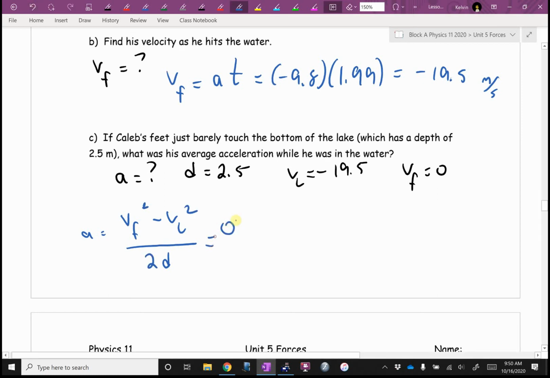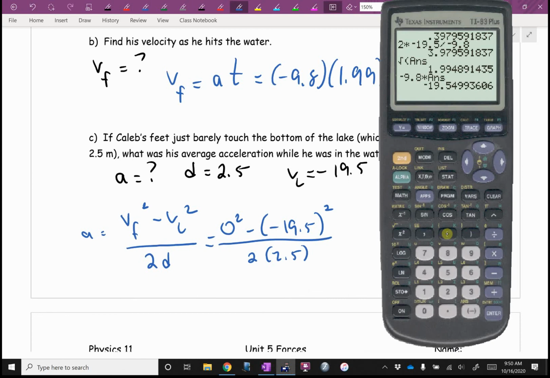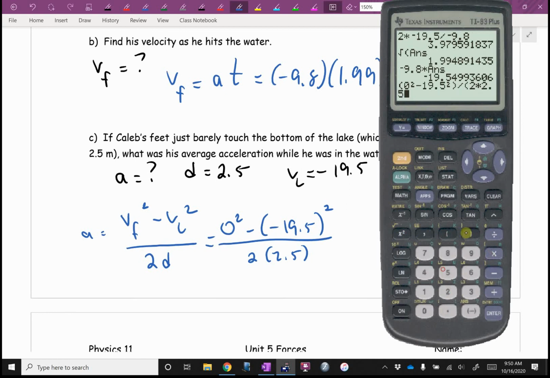So it's going to be 0 squared minus negative 19.5 squared all over 2. Max, look up, trick of the trade. This negative in the brackets, when I square it, will it vanish? Then I'm not even going to bother typing it on my calculator because it's extra typing, and then I'd have to remember, does it go on the brackets? It's irrelevant because it's going to vanish, so I'm going to type bracket 0 squared minus 19.5 squared divided by 2 times 2.5.